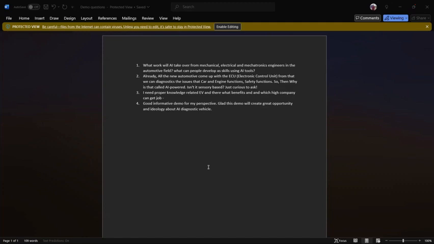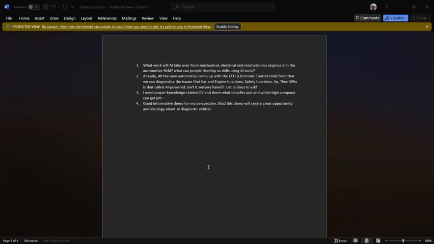I need proper knowledge related to EVs, their benefits, and which companies can give a job. See, there are a lot of EV companies. Remember, don't go only for EV car manufacturing companies. There is an EV industry, an ecosystem. Battery manufacturers are there, electronic and semiconductor manufacturers are there, and manufacturers of the materials required or used in your EV are there. A very big electronic and electrical ecosystem is there that is driving it. You can get a job in any of those.